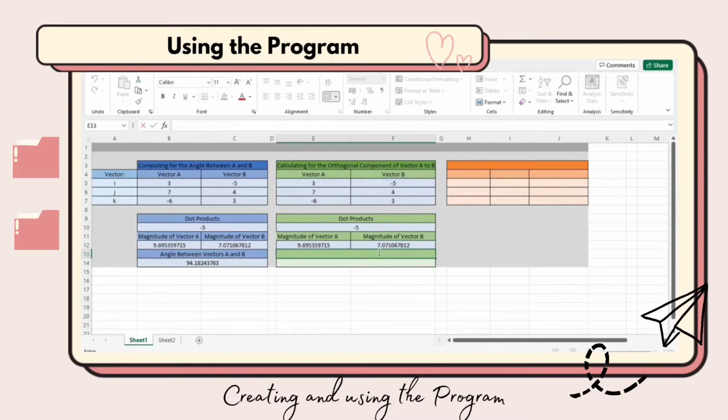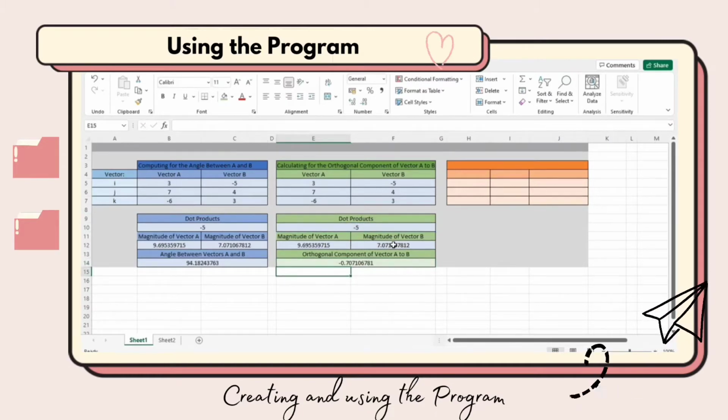The next one is getting the orthogonal component of vector A and B. To do that, in Excel, we can just divide the dot product by the magnitude of B. So in Excel, you can just type, and we are done. The orthogonal component of vector A to B is negative 0.71. The next one is creating a program for the cross product of two vectors.